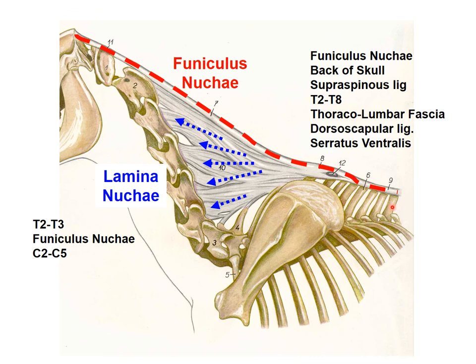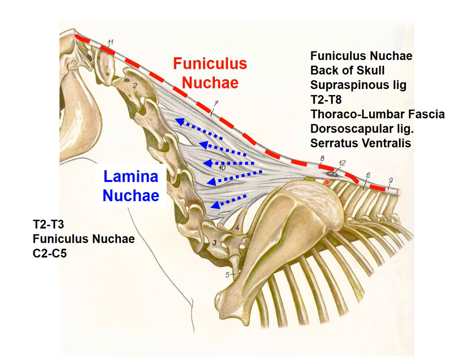During this union, the supraspinous ligament gives the thoracolumbar fascia. Laterally, of course, on each side, which releases the dorsoscapular ligament. The thoracolumbar fascia releases the dorsoscapular ligament.